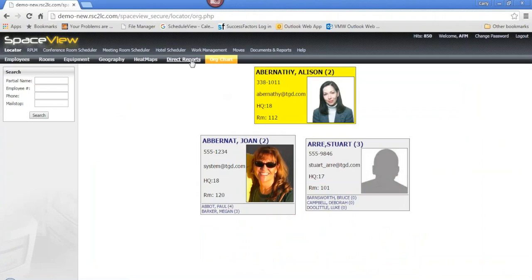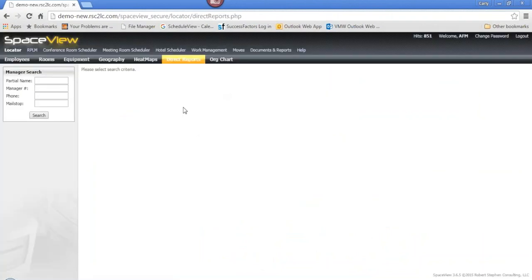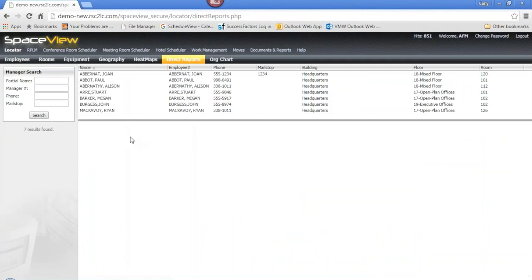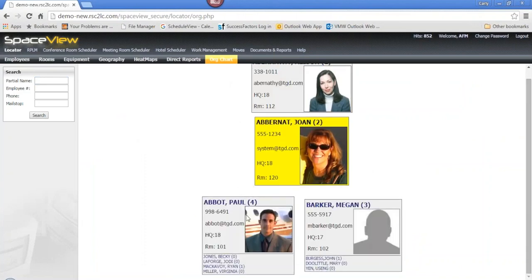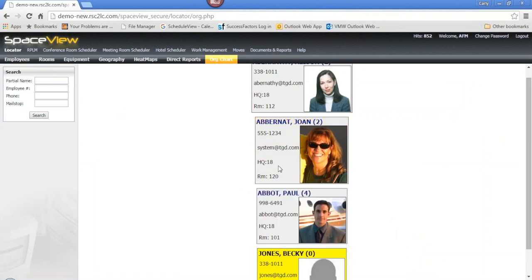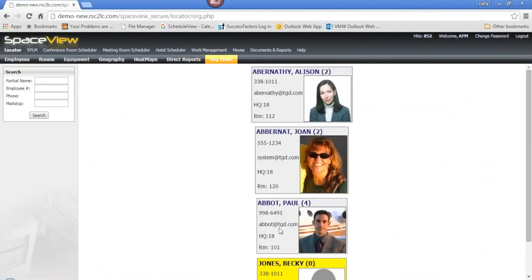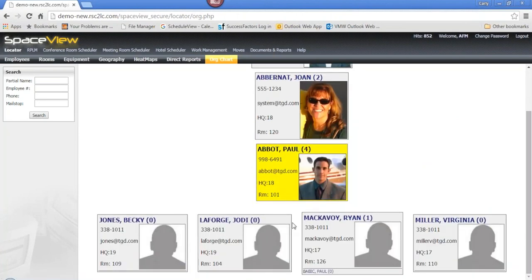Is that just one level down, or is that everybody all the way down who reports to Joan? Good question. I will demonstrate that in the org chart. If I search for Joan, which is the same person that we just searched for, it shows that Joan has 2 people, and then her 2 people have these, so it's everyone all the way down, basically. But then in the org chart, you can drill down by person, and it has pictures. So it's like a live org chart.